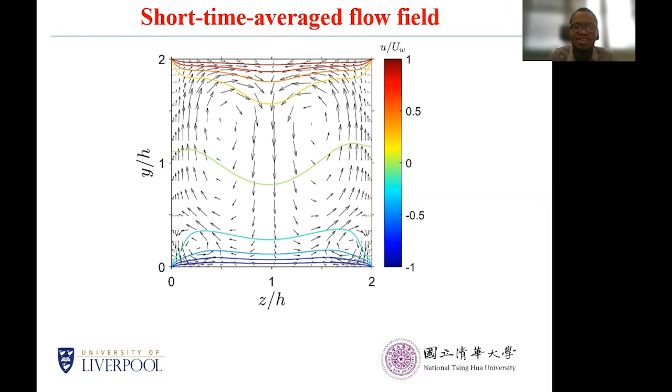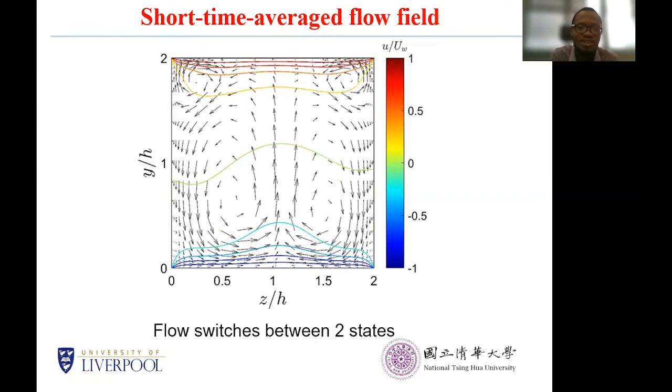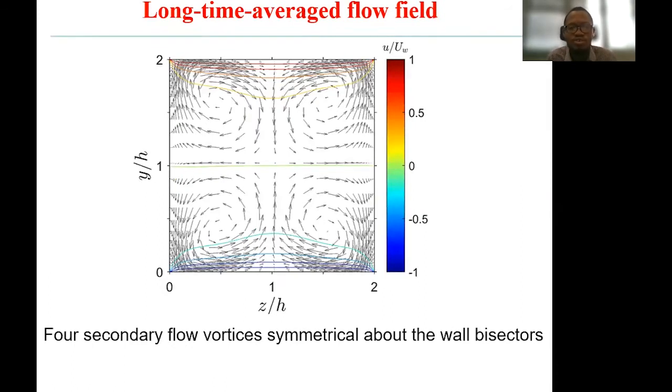We observe that when you average over short time intervals, in some time intervals you get the flow field shown on your screen, and then in some other time intervals you get the average flow field shown on your screen. So the flow is switching between these two configurations. The second configuration is the mirror reflection of the first configuration. Therefore, we have been able to show for the first time that this switching in the flow field between two states is not unique to pressure-driven flows alone. You also get it in wall-driven flows. So when you average the flow field over a long time period, you get a secondary flow pattern characterized by four vortices, which are symmetrical about the vertical and horizontal bisector.